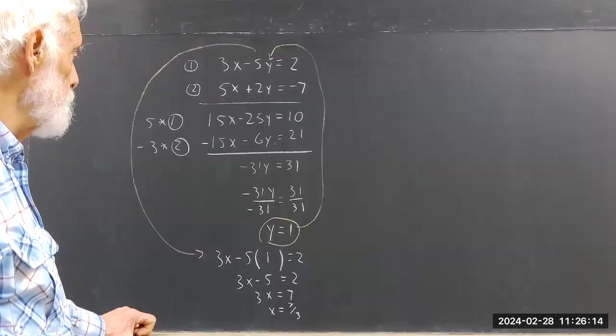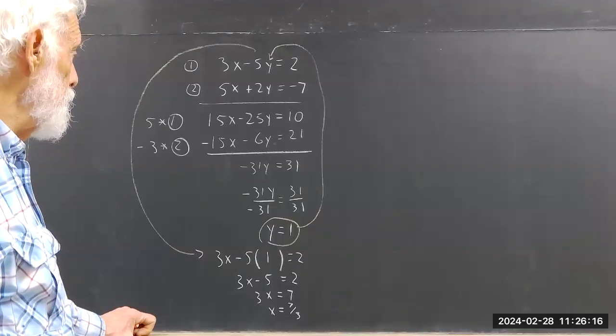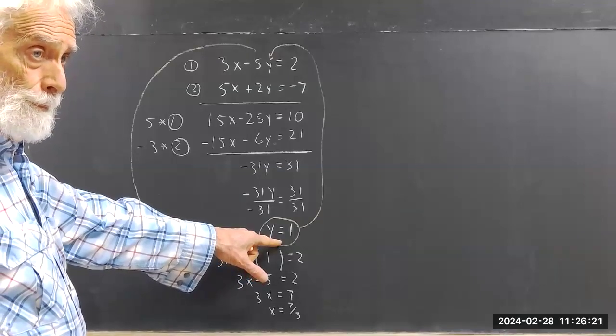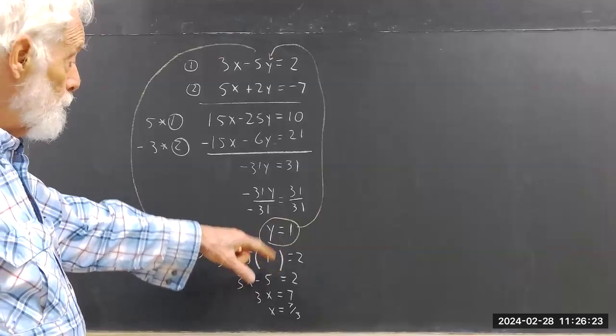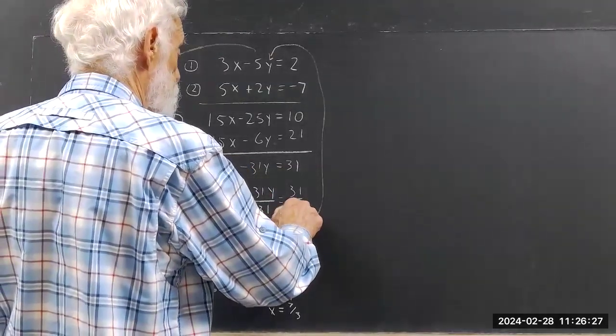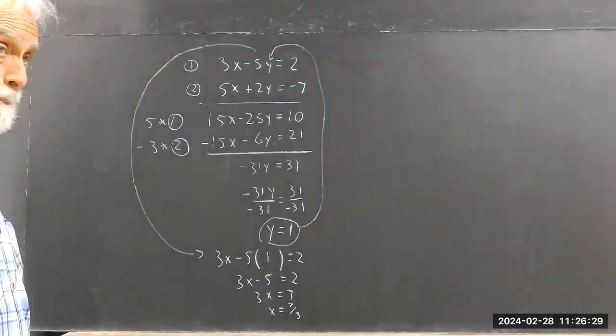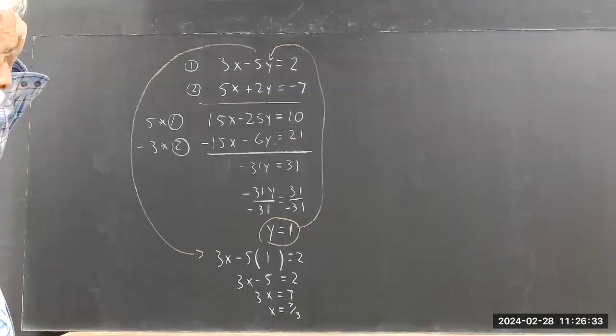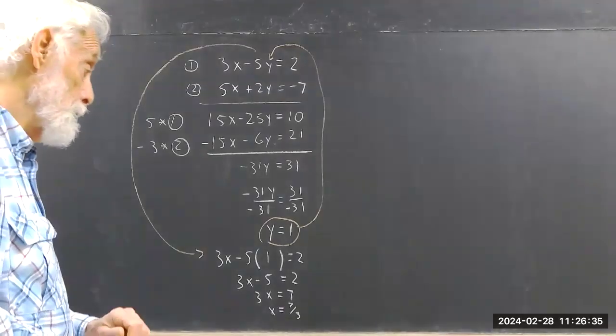Somehow that doesn't seem to work. And the reason it doesn't work is that y isn't 1. Y is negative one. I divided by negative 31 here. I neglected to write the negative on this. Now, how did I figure out that that didn't work?